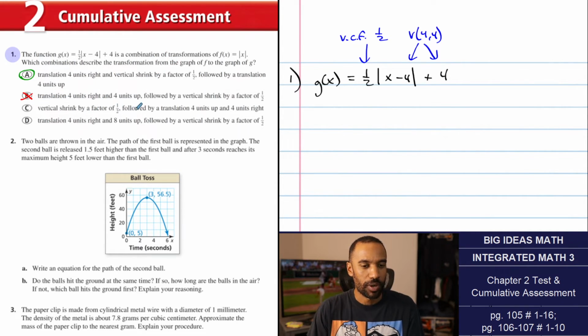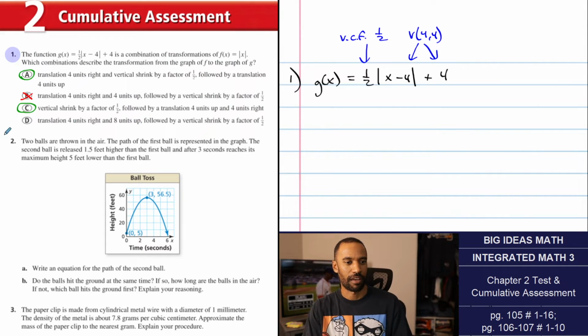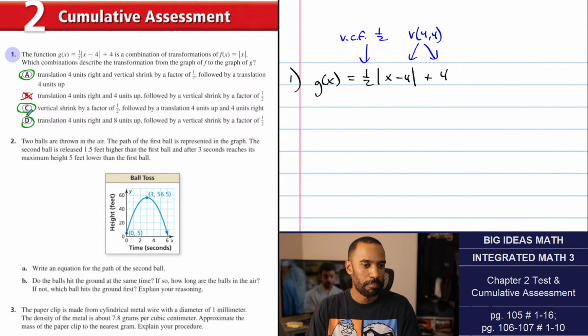Vertical shrink by a factor of 1/2, followed by translation 4 units up and right. That's kind of what I said first, so that one works. This one technically works, and I'll show you why. Translate 4 units right, 8 units up, followed by a vertical shrink by a factor of 1/2. Okay. These 3 work and B does not.